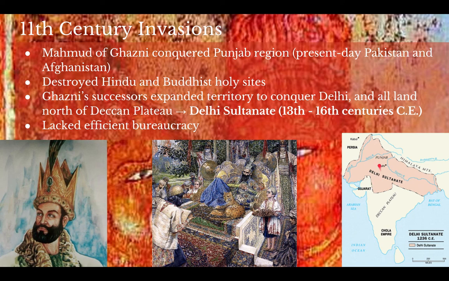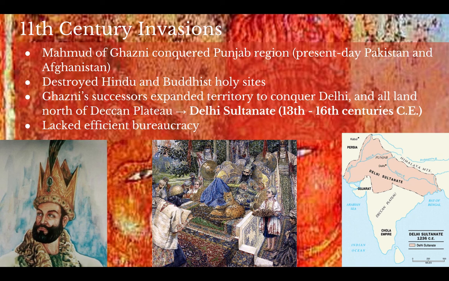Delhi is located here in north-central India, and it was the Sultan's seat of power. So this also shows us that politics are starting to centralize. The Sultanate did have a bureaucracy, but it was not nearly as efficient as, let's say, the Chinese. So this makes it difficult for the sultans to impose their policies in a land like India, which was so vast and so diverse.